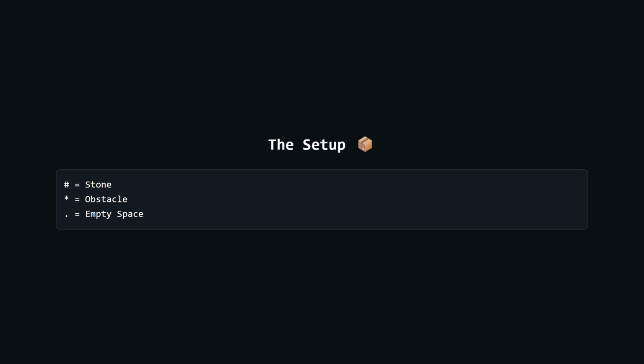Here is the problem page. It has a bit of text, so let's break down exactly what it's asking us to do using some visuals. We are given a grid that represents the side view of a box. Inside this box we have three types of items. A hash symbol is a stone. An asterisk is an obstacle that won't move. And a period is just empty space.